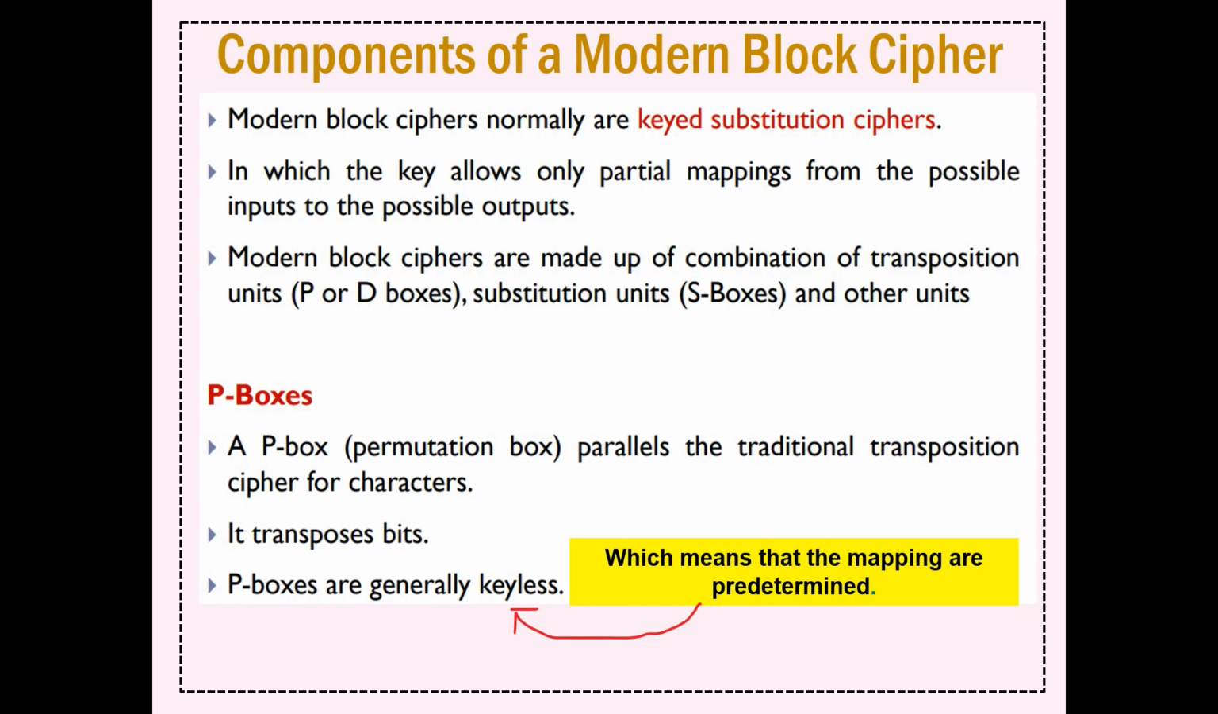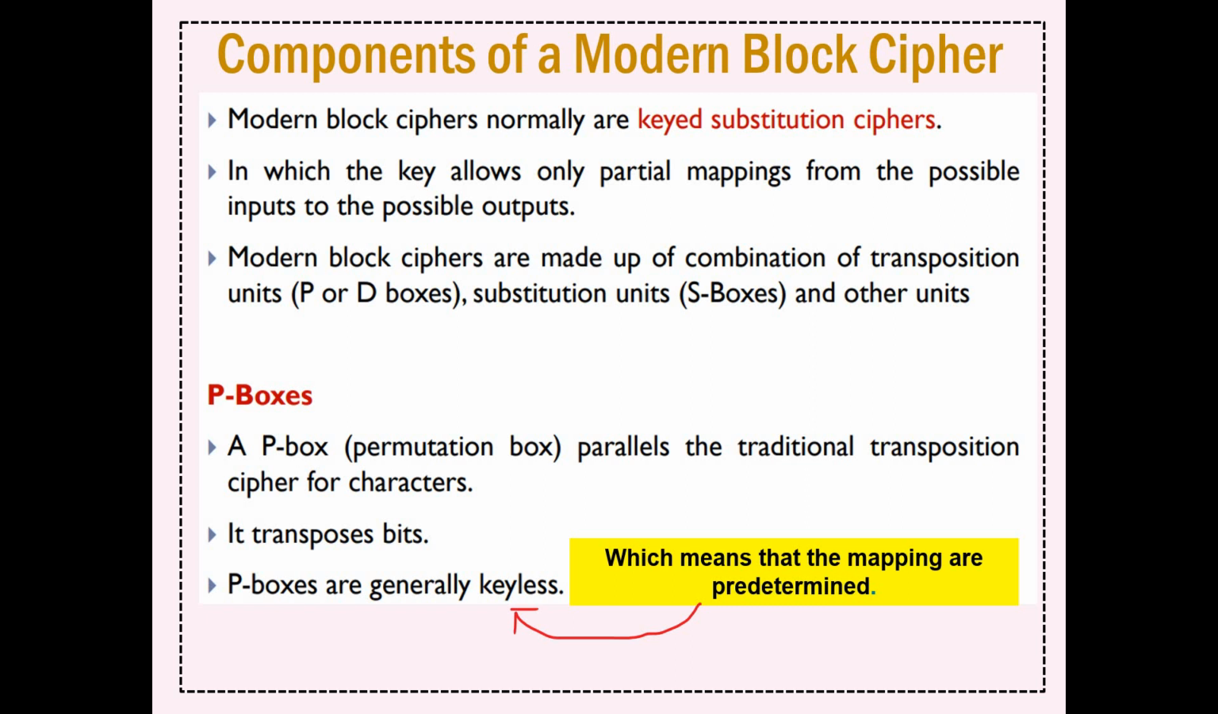So the first thing that comes up for our discussion: you can observe that modern block ciphers normally are keyed substitution ciphers. By that, what I mean is, you can see the second line, which is a very important line, that in most cases we are going to use certain permutations or combinations. It's not the usual mathematical sense we are talking about; it is just a different set of arrangements.